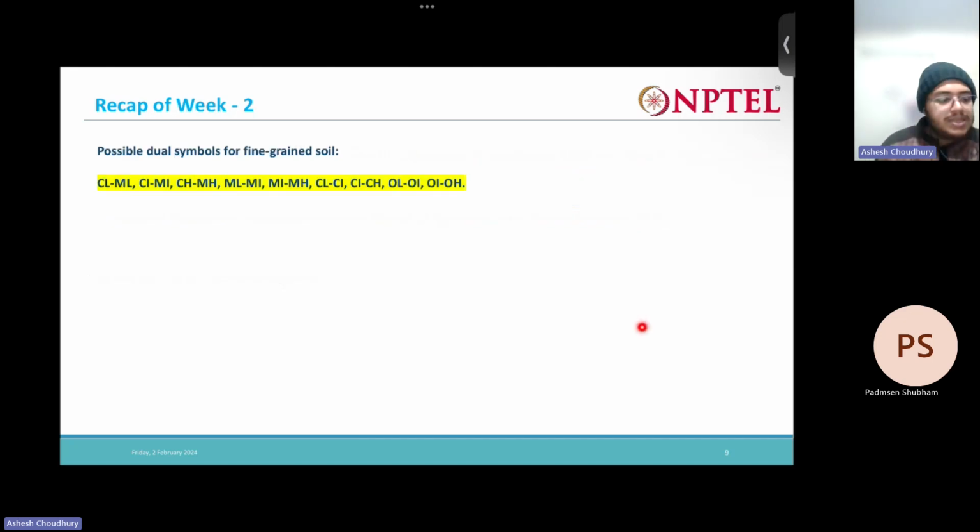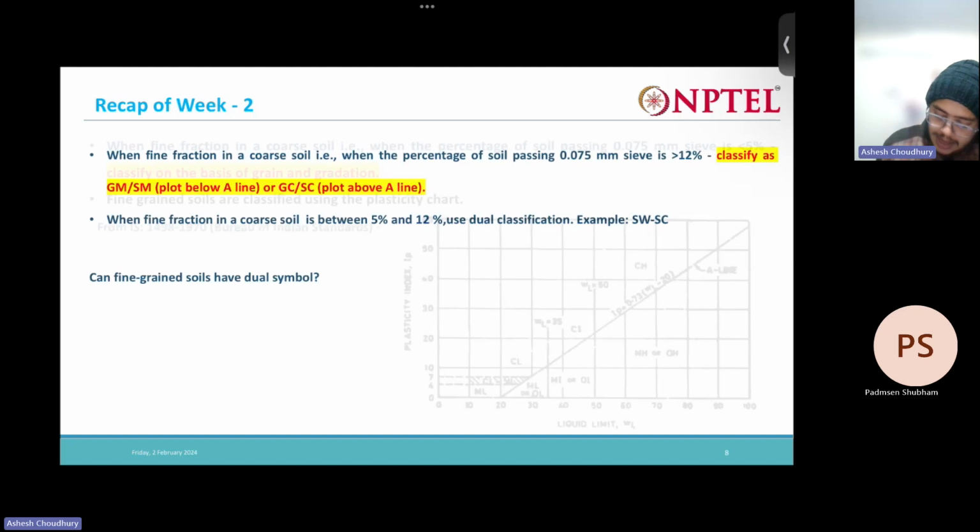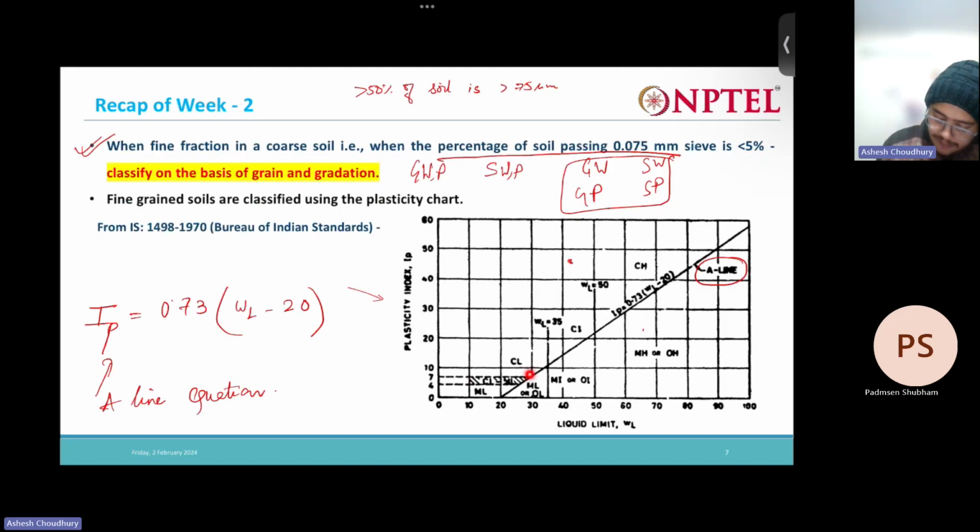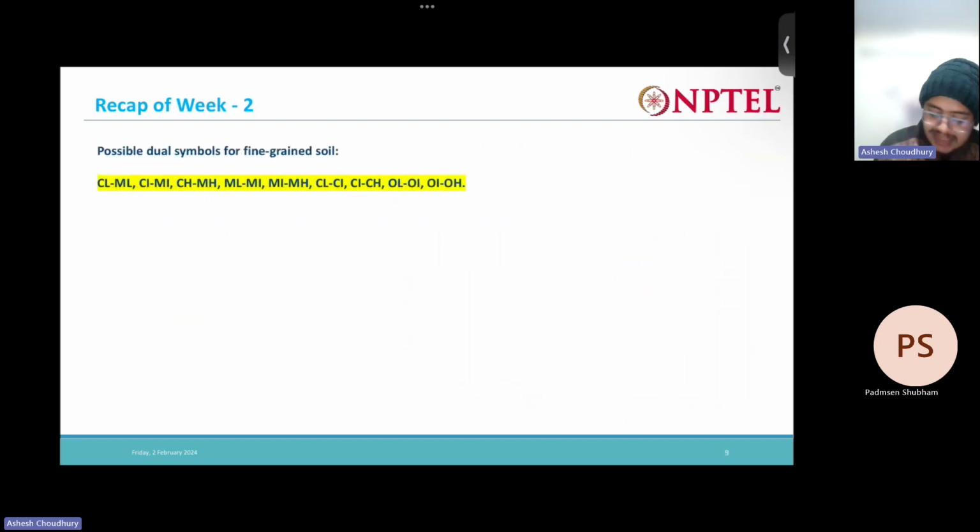And what are the possible dual symbols for fine grained soil? These are given here: CL-ML, CI-MI, CH-MH, ML-MI, MI-MH, CL-CI, CI-CH, OL-OI, OI-OH. So when do we have CL-ML? If you see this plasticity chart, if the soil falls in this shaded region, we will have CL-ML. Now when will we have CI-MI?